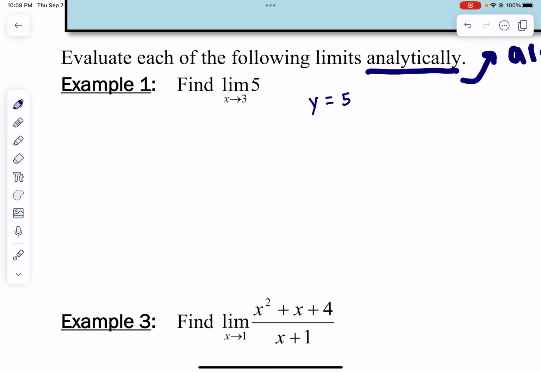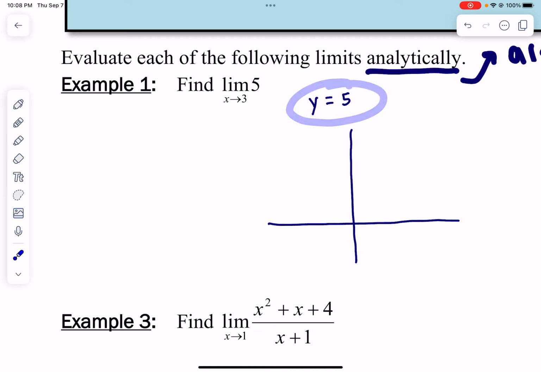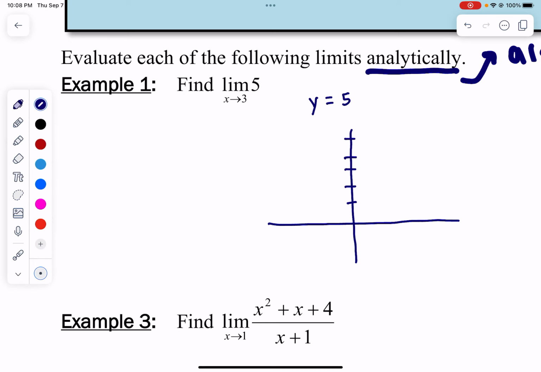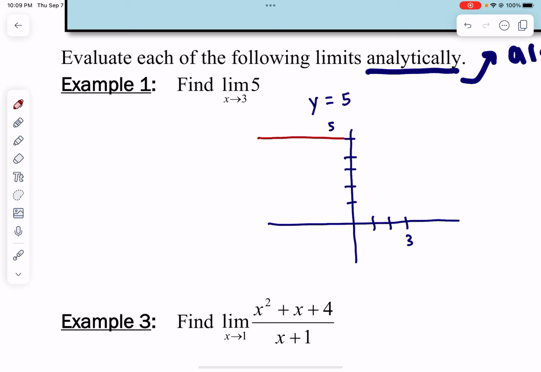And for these types of limits, I think it's helpful to really think about what's happening graphically. So I'm going to real quickly just sketch this constant function, y equals 5. Almost done here. So y equals 5 should look something like this. A horizontal line.